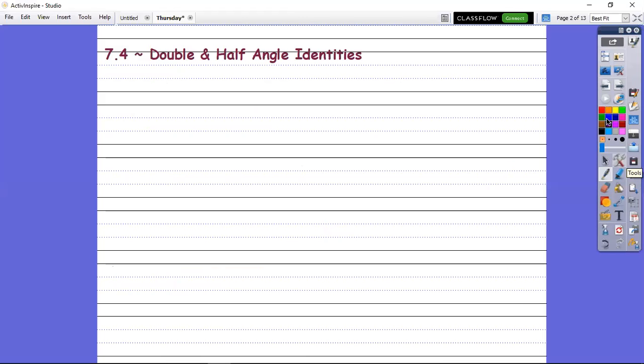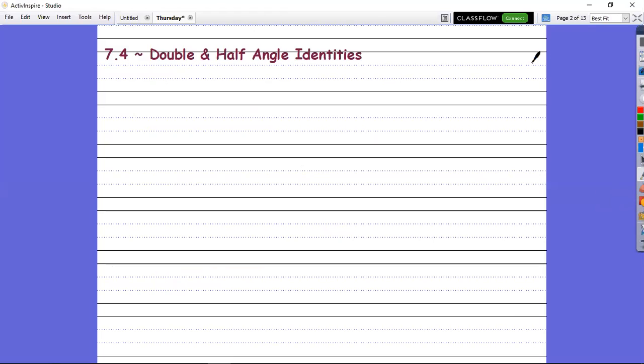Your first section is 7.4 with your double and your half angle identities. So number 1, I want you to write down, and there's a lot of detail with your notes today, so try not to smush your problem so you can refer back to these. I am going to do that cos of x is equal to -7/8, and it's going to be located in quadrant 2.